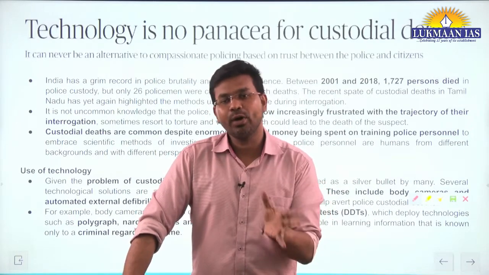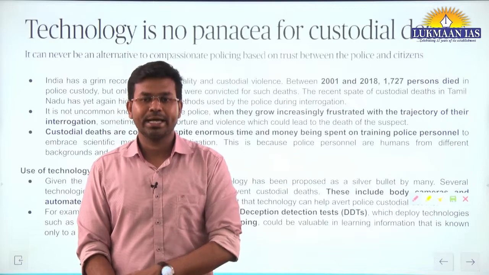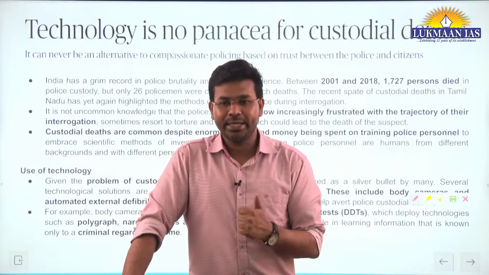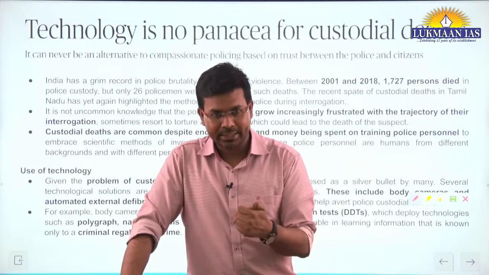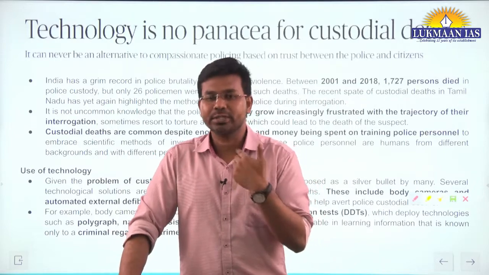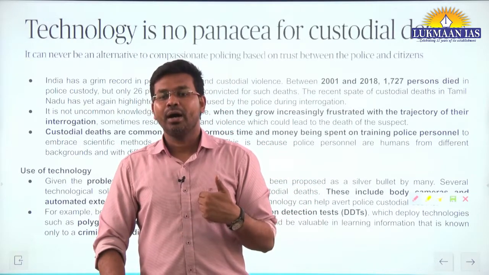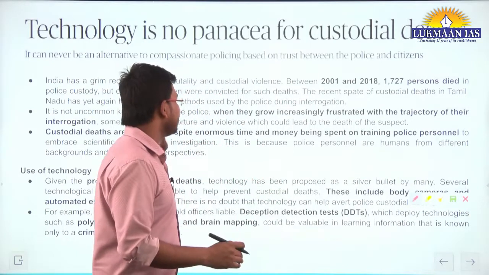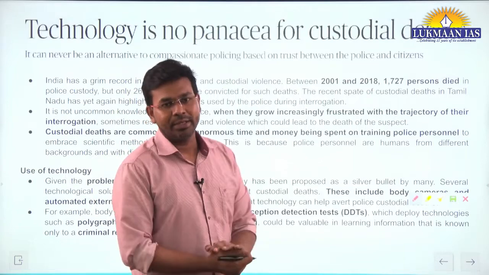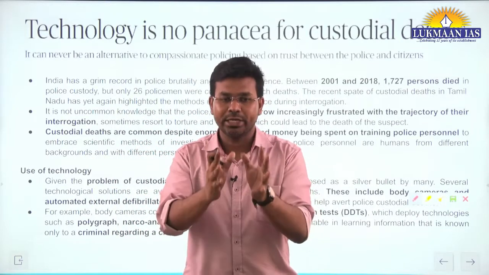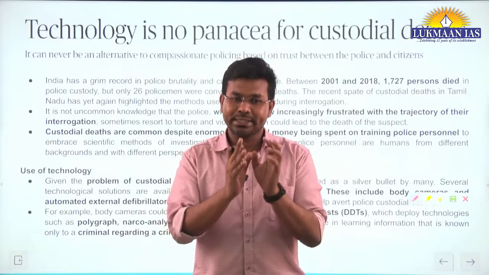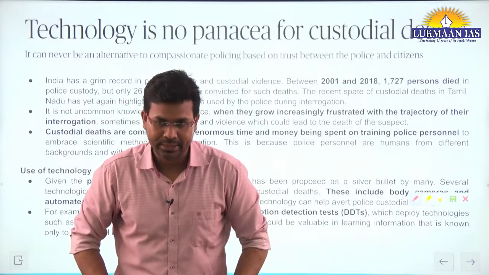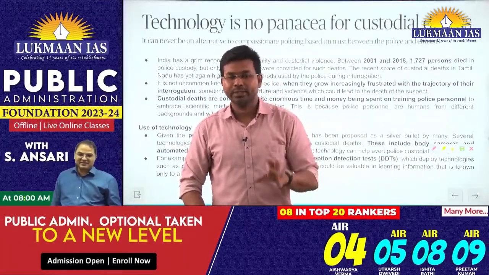But apart from this, we do have other scientific approaches. For example, DNA analysis, DNA fingerprinting, then we have the narco test, then we have multiple ways. These are also scientifically proven ways to get information from suspects, right? So in this article, the author has highlighted that technology is not the only solution. Technology is not the only solution that can address all the problems related to custodial deaths, right? This is just one part of the solution.